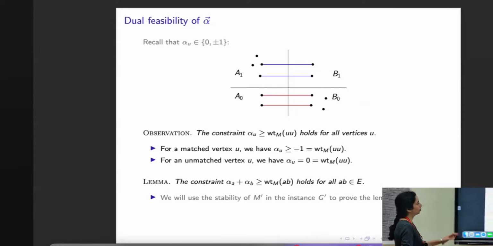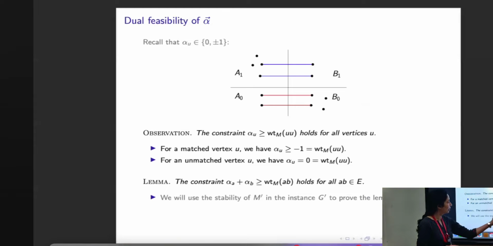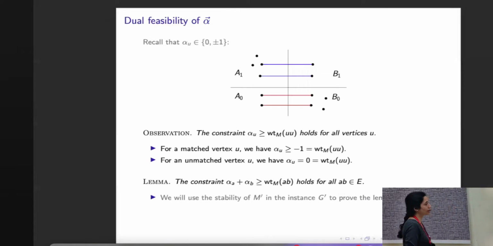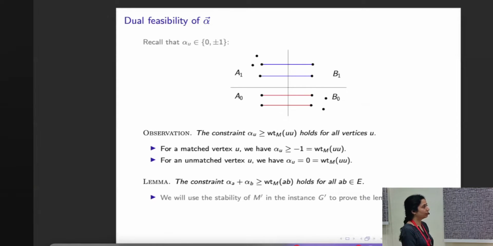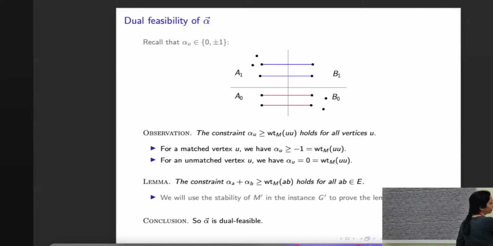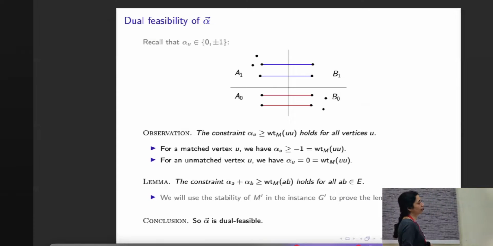And the more non-trivial proof is to show this constraint, that is, every edge is covered by the sum of alpha values of its endpoints. We will use the stability of M prime in the instance G prime, because that is all we know: that M prime is a stable matching in the red blue graph G prime. And so, once we show the lemma, job done, alpha is dual feasible.